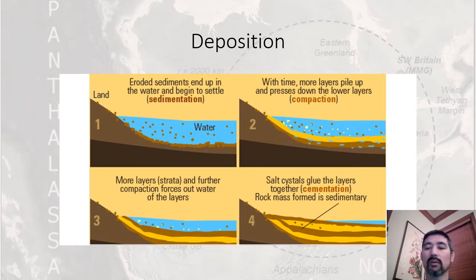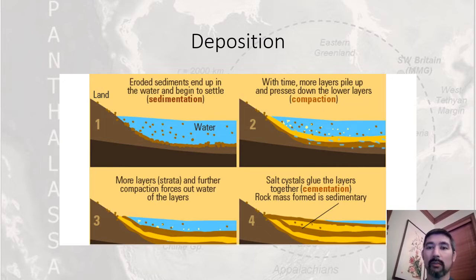Next, we're going to talk about deposition. Deposition is related to erosion. Erosion happens in all those different forms that I showed earlier, but we're going to focus now on rivers and streams carrying away little bits of material. These bits of material go through rivers and streams, and they end up in the water, and they end up settling in the water.